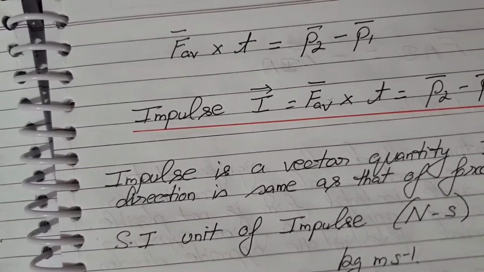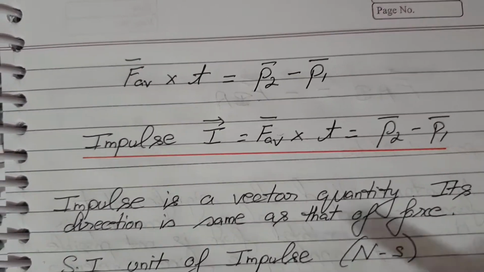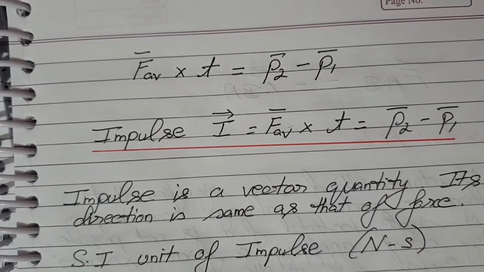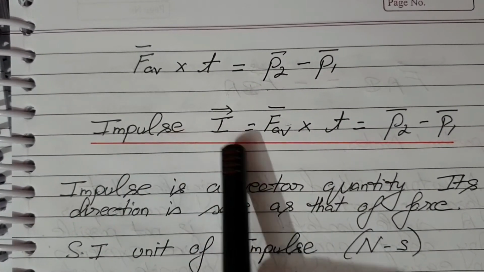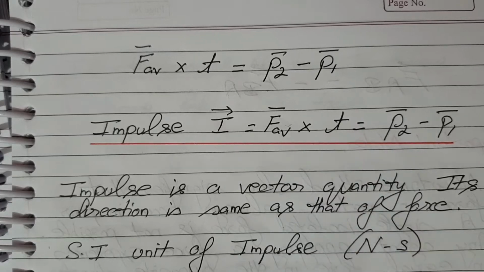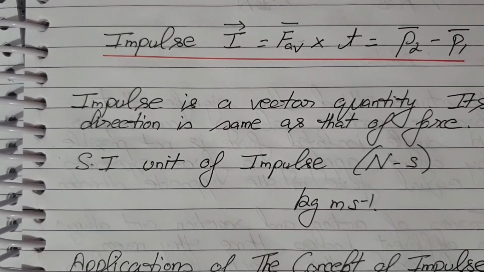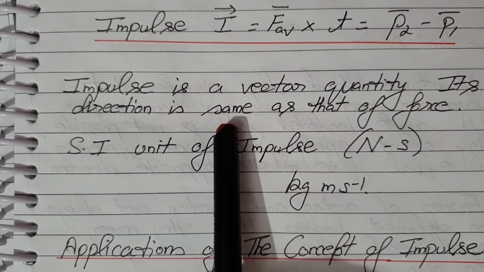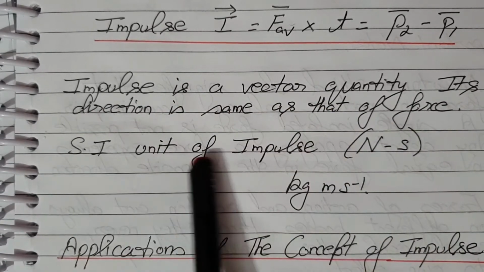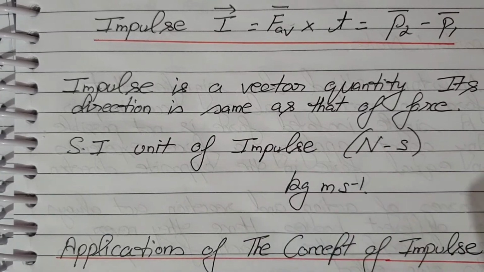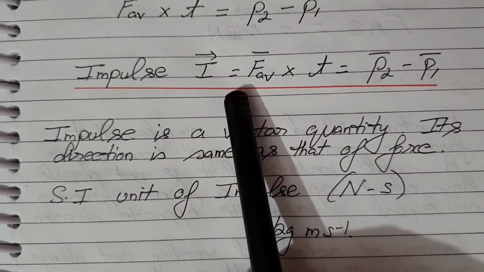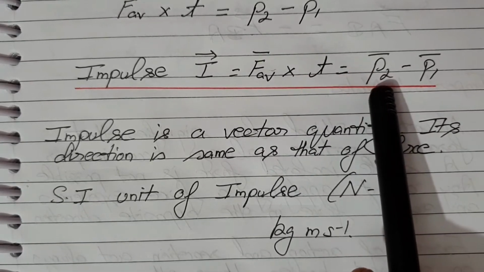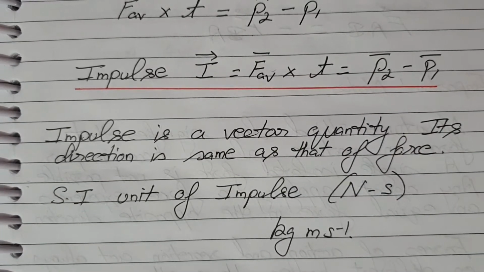Now see, F average into t is P2 minus P1. So what is impulse? Impulse is F into t, which equals P2 minus P1. Impulse is a vector quantity. Its direction is the same as that of force. The SI unit of impulse is Newton second or kilogram meter per second. As you can see, I is F into t. So basically, impulse is the change in momentum. P2 minus P1 is the change in momentum.